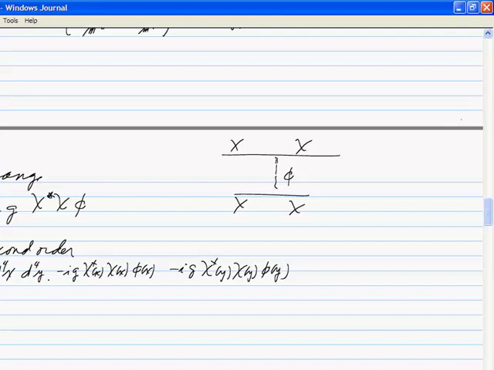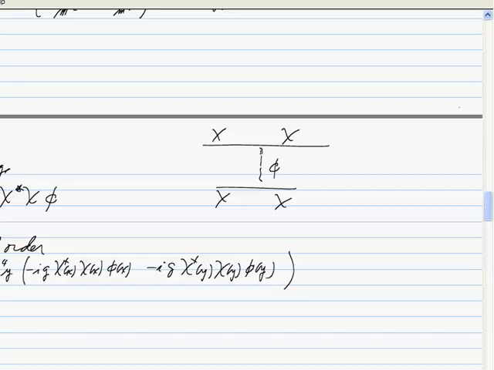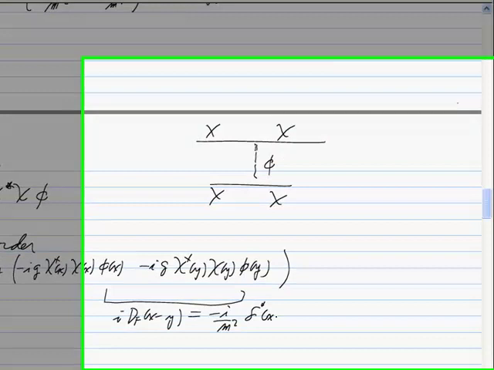Okay, and this was the time ordered thing. Now when we're taking this matrix element, the chi's all act on external states, the phi turns into a propagator. So let me just turn that into a propagator right away. I'm going to take this guy and replace that by the propagator, so this is i Δ_F(x minus y), which is then minus i over m squared delta function plus the second piece.